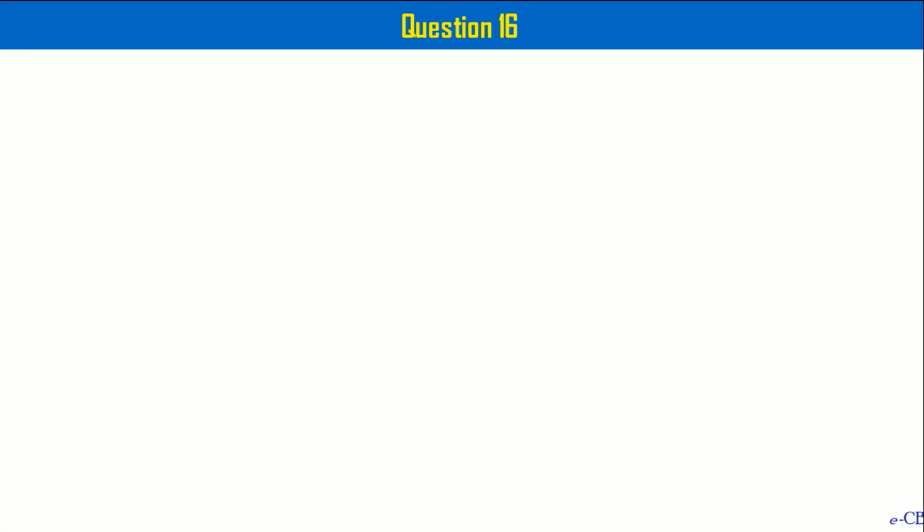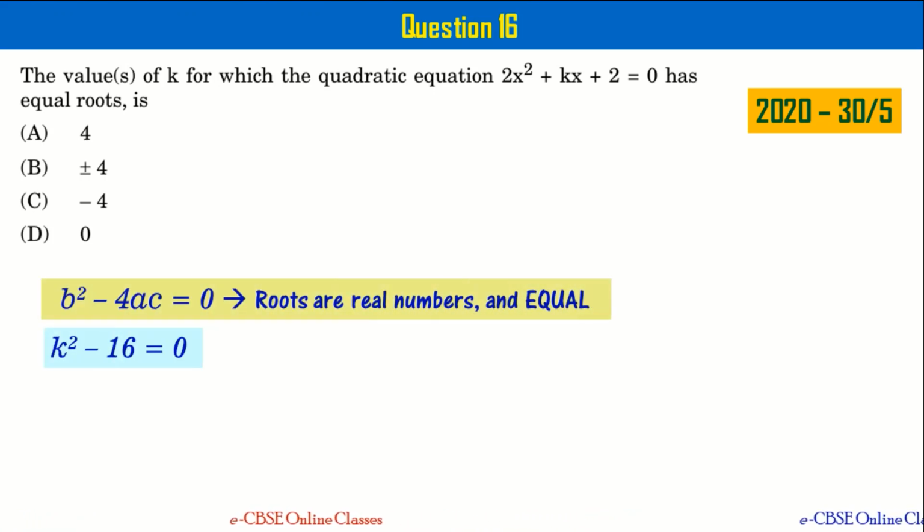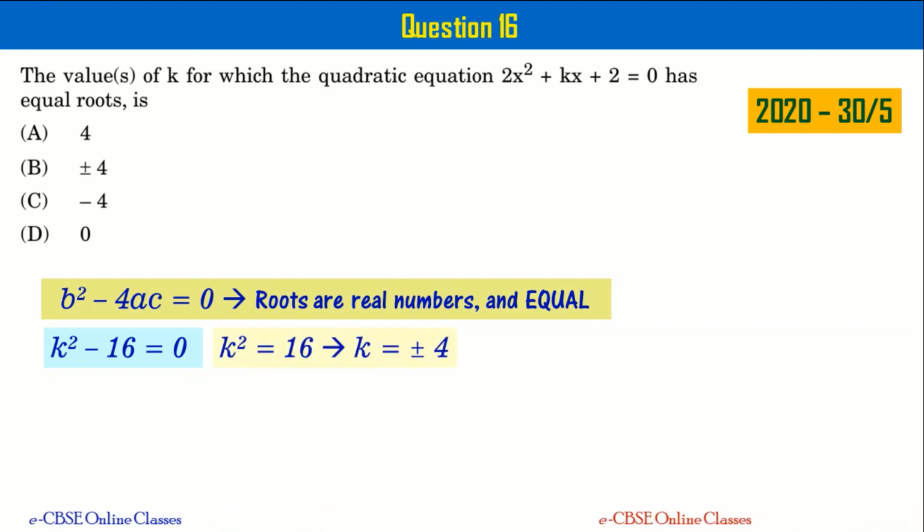Let's go to the next question, that is question number 16. The values of k for which the quadratic equation 2x² + kx + 2 = 0 has equal roots. We have to find the value of k. Choices are given. We know that b² - 4ac has to be 0 when the roots are to be real numbers and equal roots. So when you substitute a, b, c values into b² - 4ac = 0, you get k² - 16 = 0. It means k = ±4, and choice B is the answer.